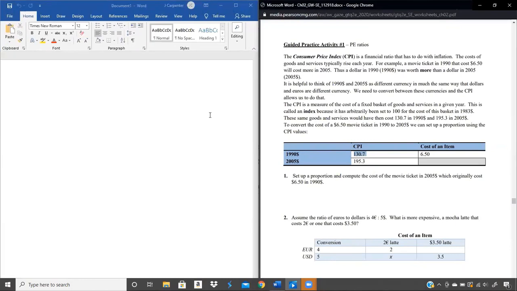So we have a cost of a movie ticket in 1990, and it was $6.50. Based on my memory, that seems a little high, at least in our area. Maybe New York City was that price, but either way, not the point. They ask us, what would that cost in 2005, assuming that movie tickets went with inflation exactly? So set up a proportion to compute the cost of a movie ticket in 2005, which originally cost $6.50 in 1990. We are taking the price from 1990 and turning it into a price from 2005.